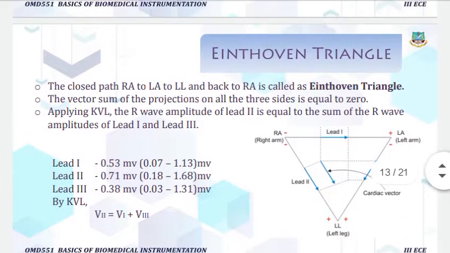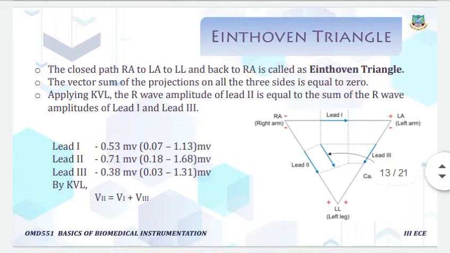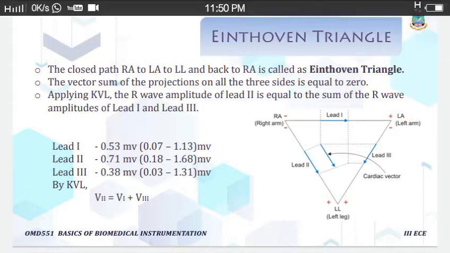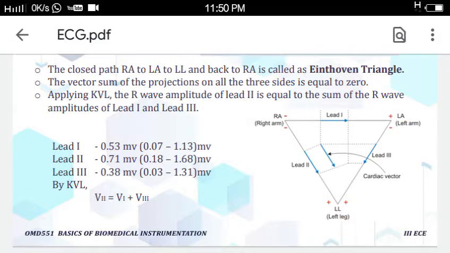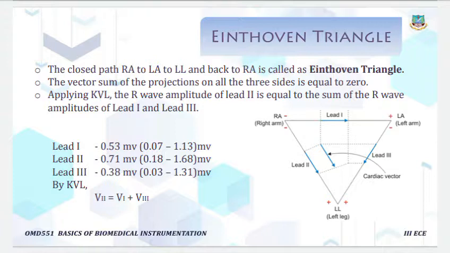Next is the Einthoven's triangle, and it is an important 2-mark question. You have to study this. The closed path of right arm, left arm and left leg, which connects back to the right arm, is called Einthoven's triangle. The vector sum of the projections on all 3 sides is equal to 0. Here we are using Kirchhoff's voltage law.